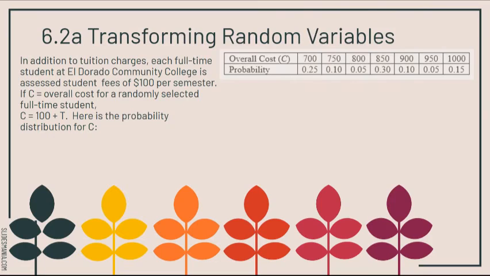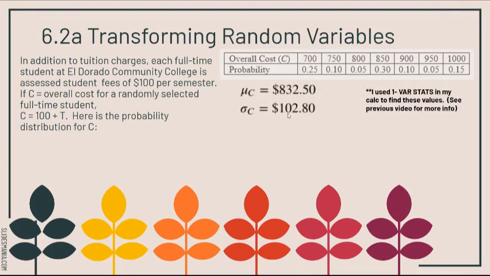So we just increased each of our tuition by $100. Probability still stayed the same. Let's calculate the mean and standard deviation. We could use our calculator to do that. Okay, did the standard deviation change? It did not.